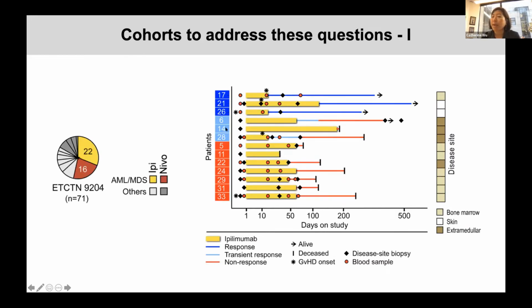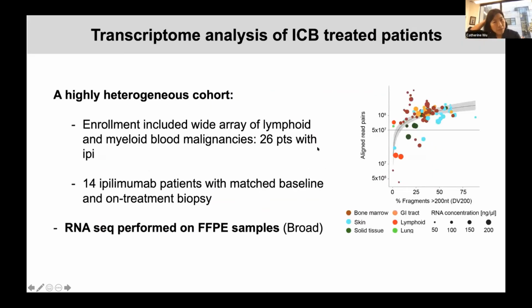And I think just to take you back here, what was nice is that in many cases, we had paired pre and post samples. So I think that's important. Again, I want to emphasize that this was a heterogeneous cohort. There were lymphoid and myeloid malignancy patients. There was a number of patients treated with IPI. There were a subset that had matched baseline and on-treatment biopsy.